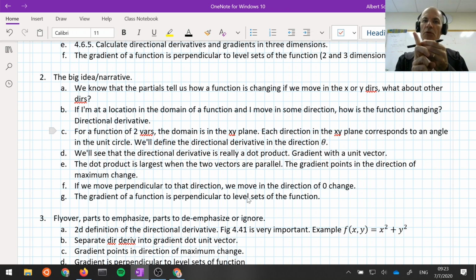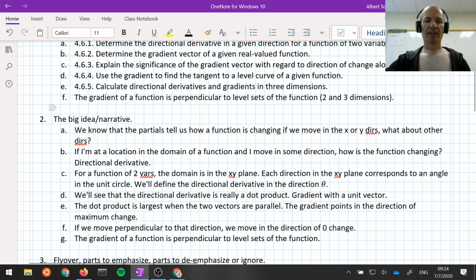If you want to move in the direction of maximum change of a function, you should move in the opposite direction of a level set. You should move perpendicular to a level set. And that's a really, really important geometric idea associated with the gradient. And we'll see examples of that. And it's why I added this extra goal up here at the top, just to emphasize it.